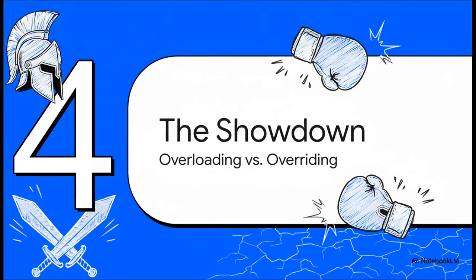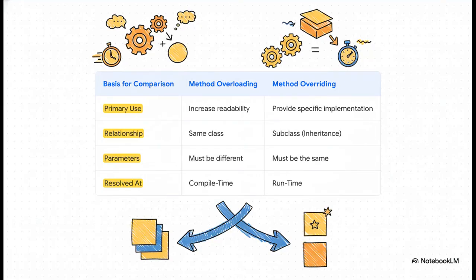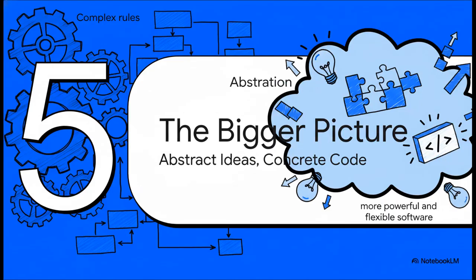All right, we've looked at both. Now it's time for the showdown. Let's put them head to head and make this crystal clear. Okay, this slide right here, this is your key takeaway. This is the cheat sheet you need. Overloading. It's all happening in the same class, it needs different parameters, and the decision is made at compile time. Overriding, it's between two classes in an inheritance relationship, it needs the same parameters, and the decision is made at runtime.